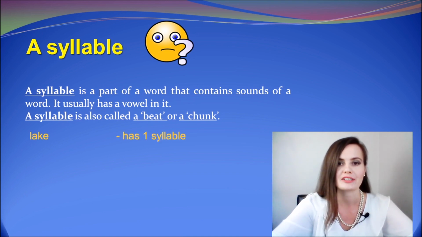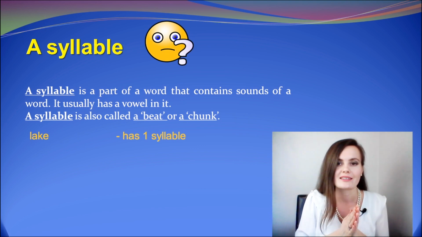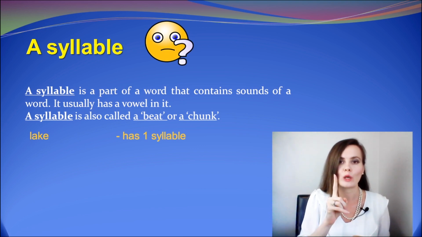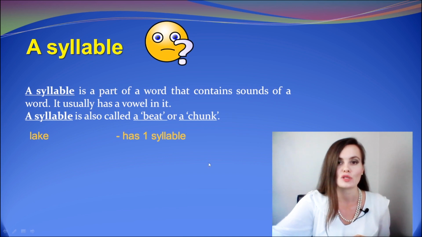Let's look at this word, lake, lake. You can clap only once by saying the word lake. It has one vowel sound, A. You can see it here, it's A. That's why it has one syllable.